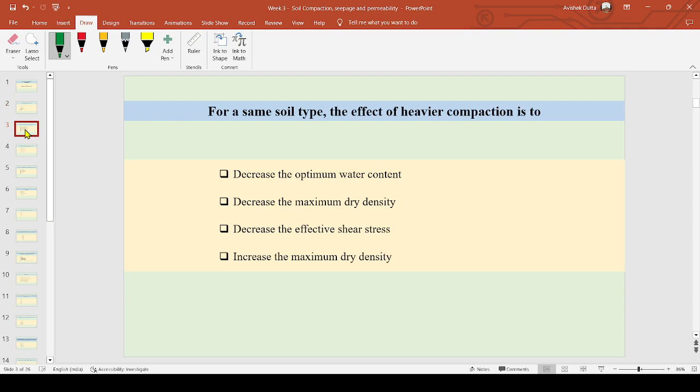Next question was, for the same soil, the effect of heavier compaction is to. What is the answer? Any answer?